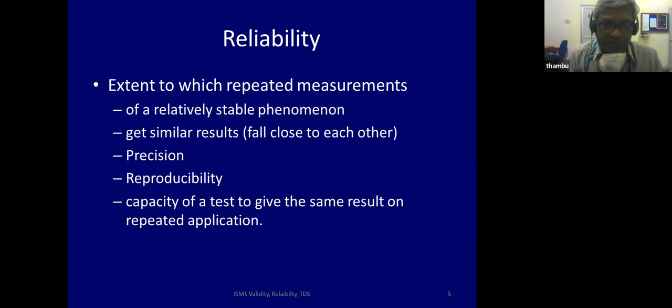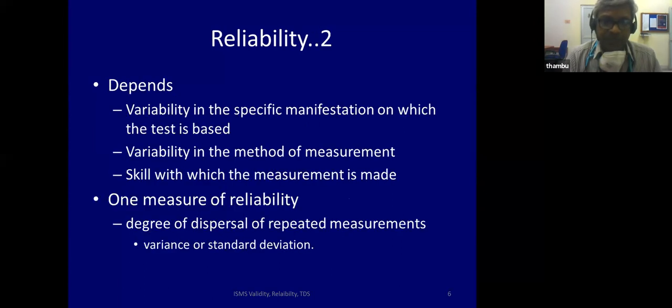Some other people define it as the capacity of a test to give the same result on repeated application within a similar time span. That's the definition of reliability. Now, what does reliability depend on? First, the variability in a specific manifestation.